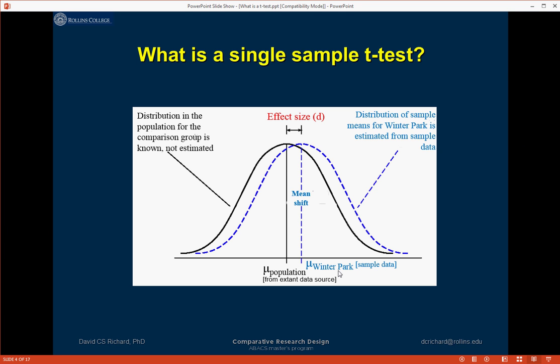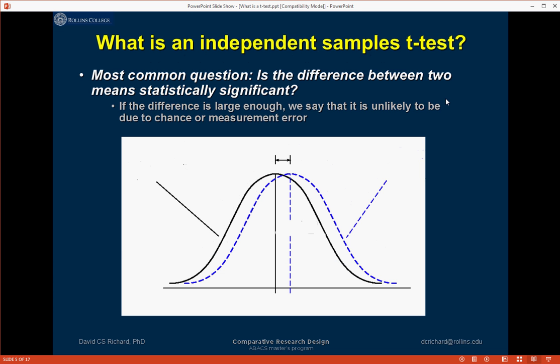There we go. Okay, so what is an independent samples t-test? Well, it's a similar kind of situation. Again, it's the most common question that we ask in statistics: is the difference between two means statistically significant, especially when we have a control group and a treatment group. Here's where the big difference is. We don't have access to extant data. We actually collect the data for the control group. When we do that, we end up estimating the population mean and then estimating the population variance, all things that are important to know to compute the t-test.